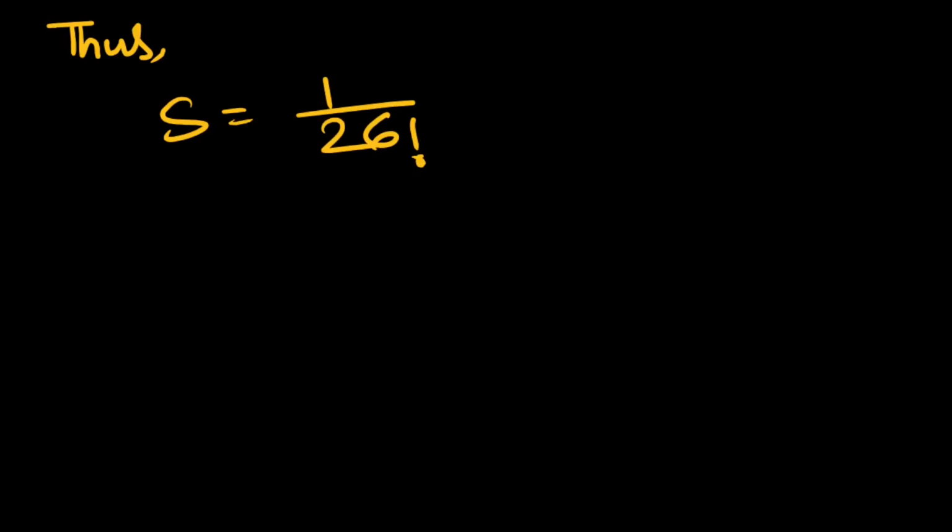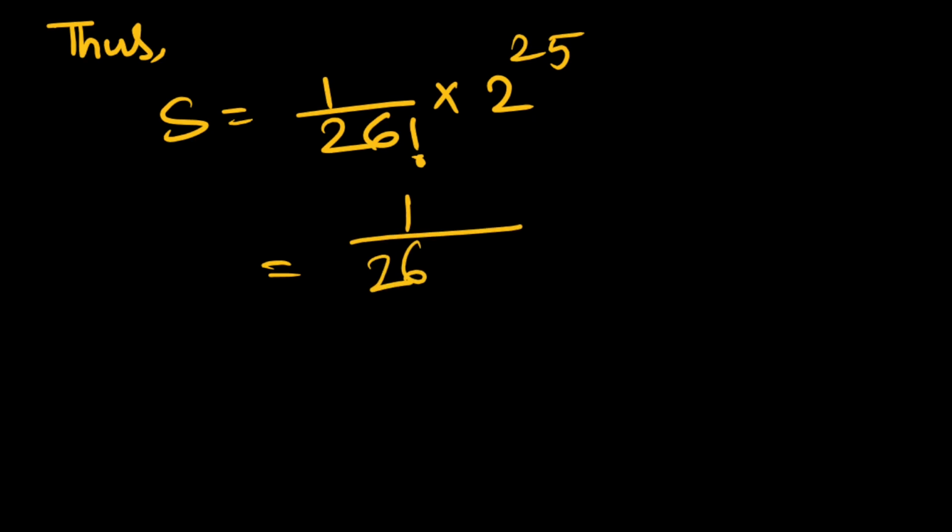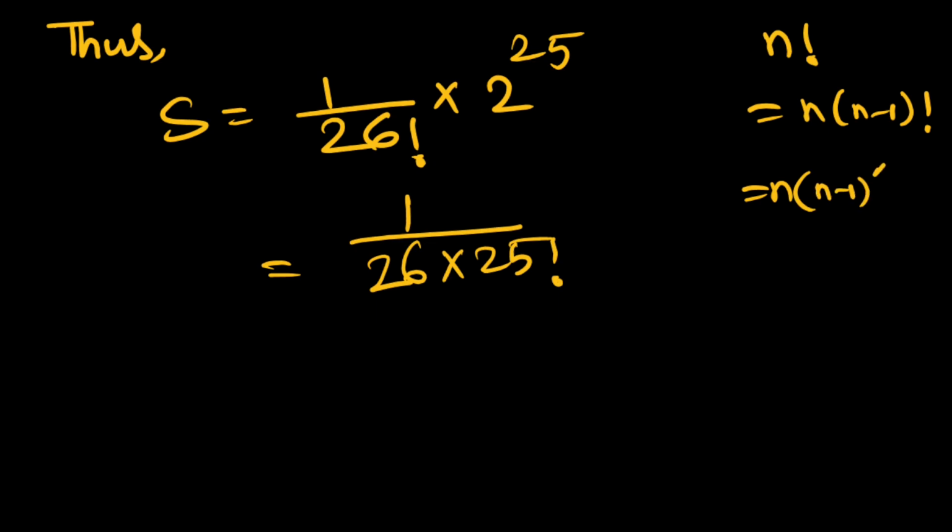Therefore we write here 2 to the power 25 over 26 factorial. Now we break 26 factorial as 26 into 25 factorial, because n factorial is equal to n into (n minus 1) factorial, which is n into (n minus 1) into (n minus 2) factorial. In this way we break it, and here 2 to the power 25.